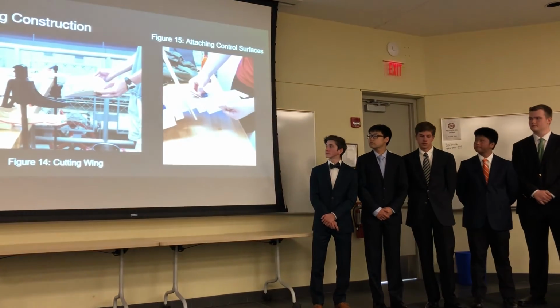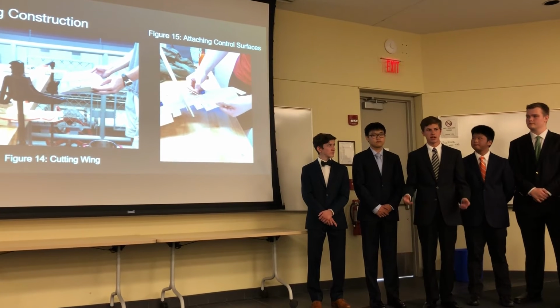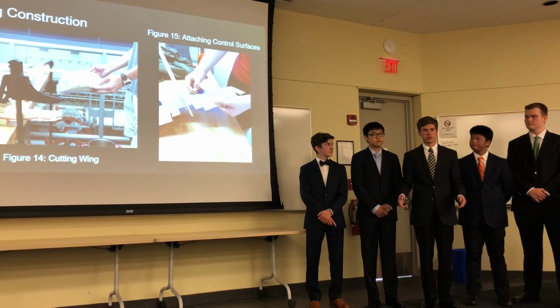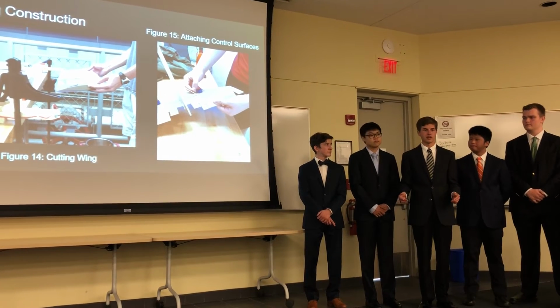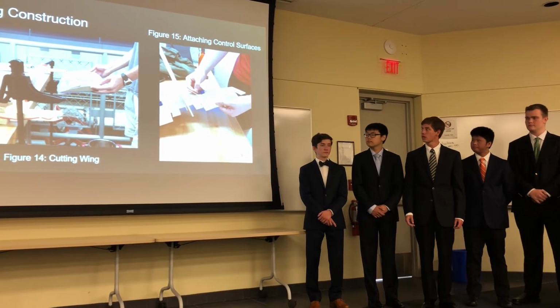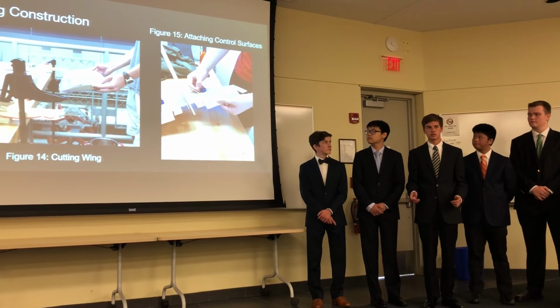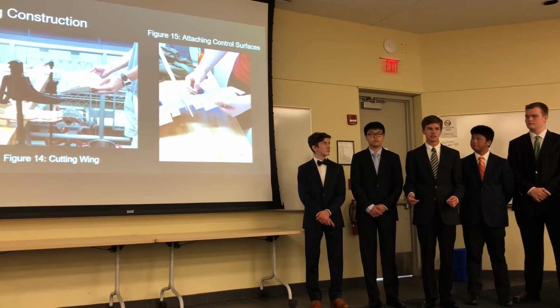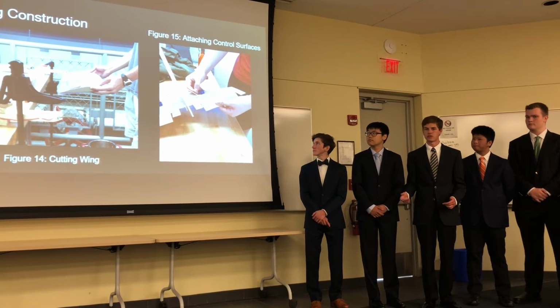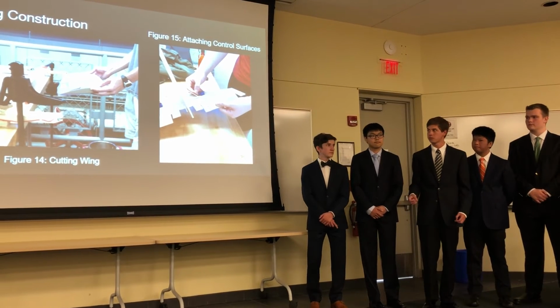Next, we moved on to our construction step. As you can see here in figure 14, we cut out little wooden guides to enable us to get our exact airfoil shape with the hot wire cutter on the foam insulation. And in figure 15, you can see us attaching our control surfaces with servos and air horns connected by piano wire. So when the servos are moved, they enable the control surfaces to move up and down.